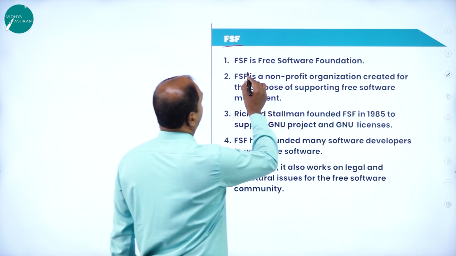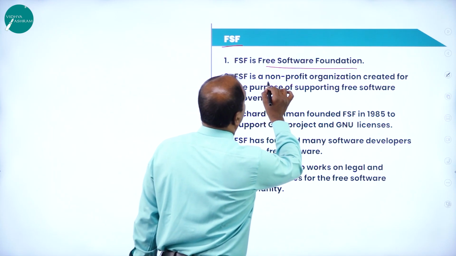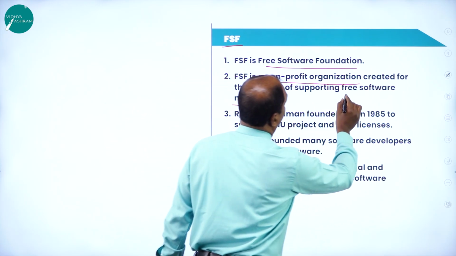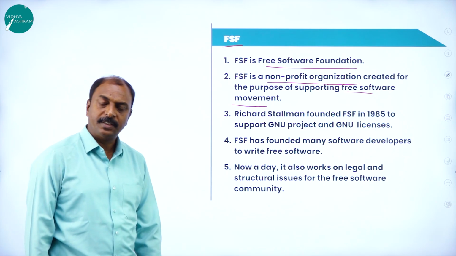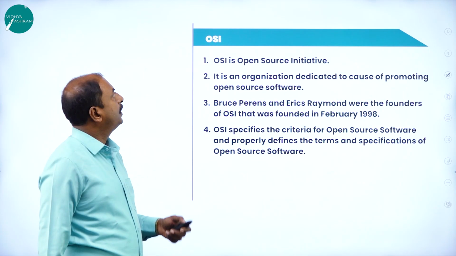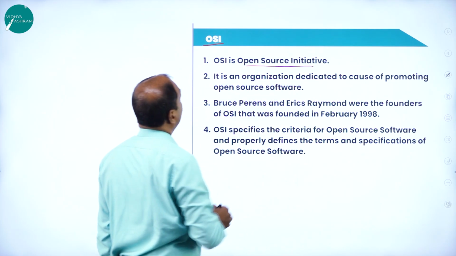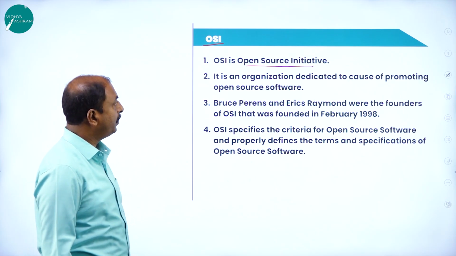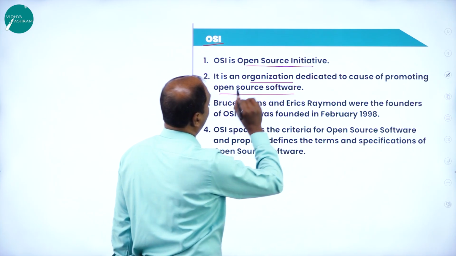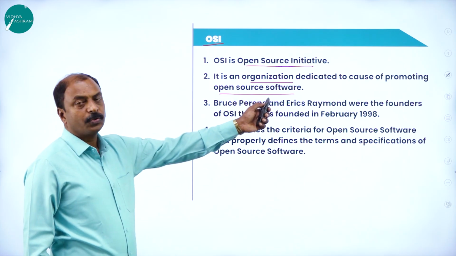What is FSF? It stands for Free Software Foundation. It is a non-profit organization created for the purpose of supporting the free software movement. It is just like an NGO, a non-profit organization to support the free software movement. Next one is OSI, that is Open Source Initiative. It is an organization dedicated to the cause of promoting open source software. So it is one more foundation or non-profit organization to support open source software.